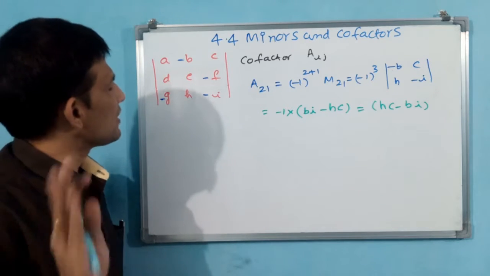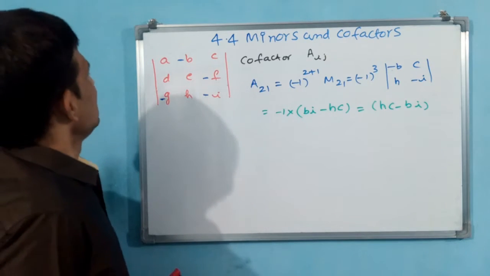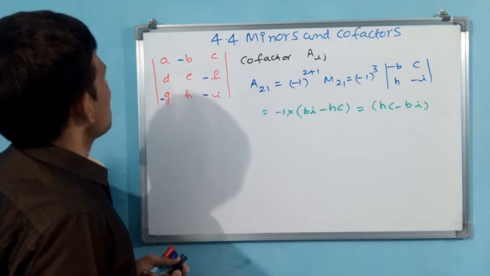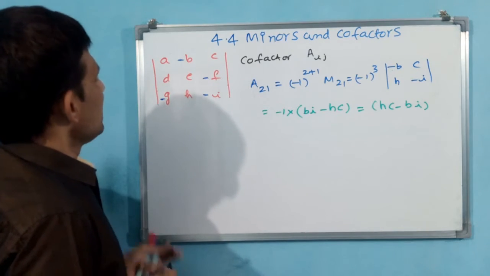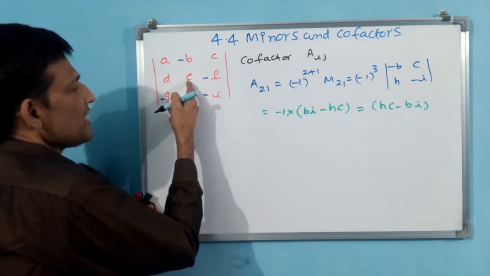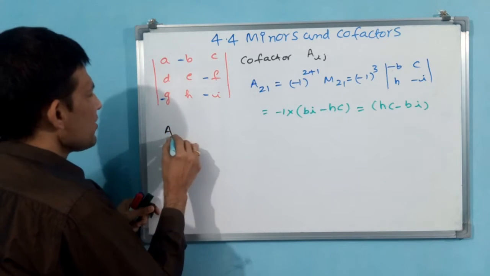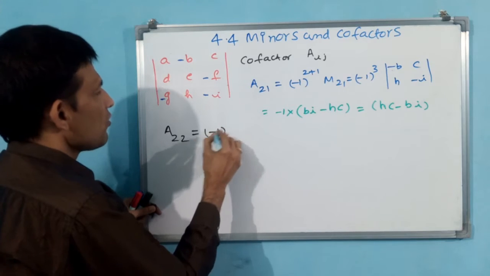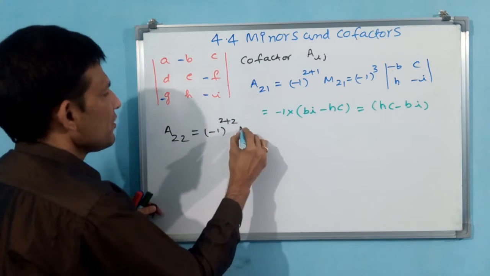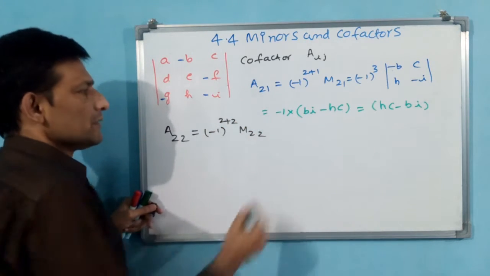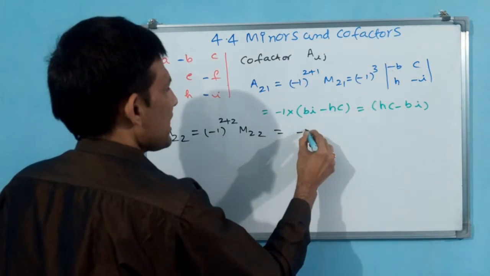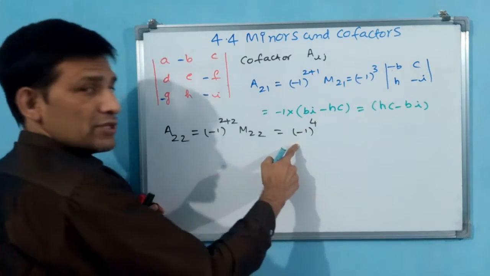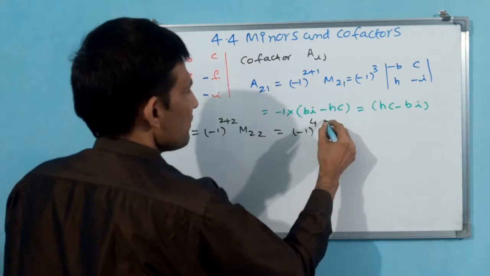One more or two more cofactors we will take. Let me take E. E means what? A22. A22 is equal to minus 1 whole power 2 plus 2 into M22. That is equal to minus 1 whole power 4, which means positive here. And M22 we will write.